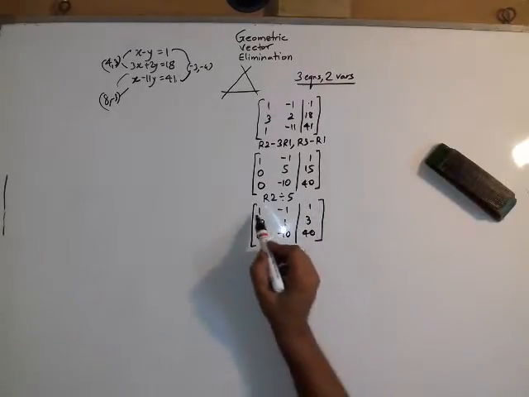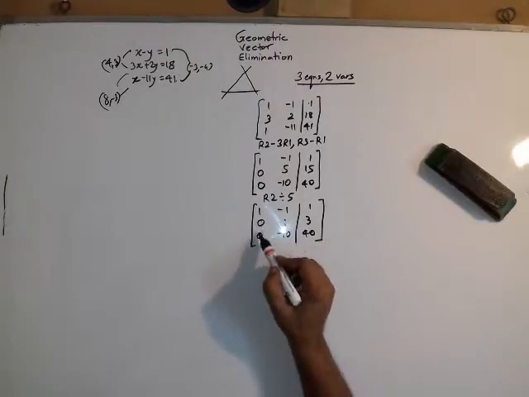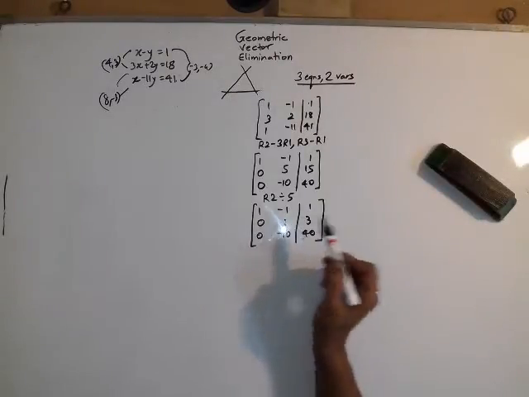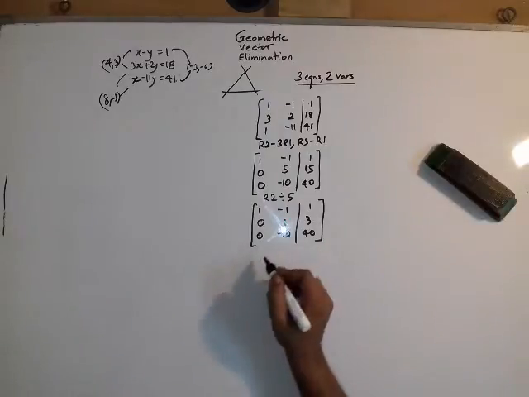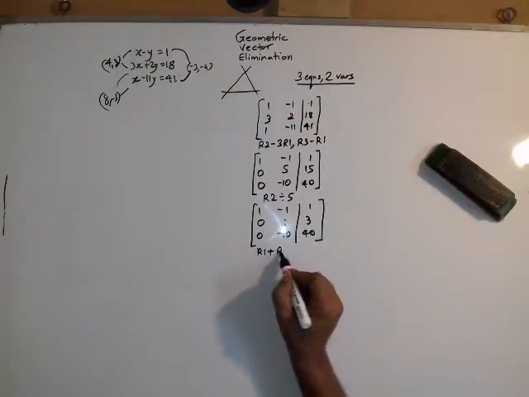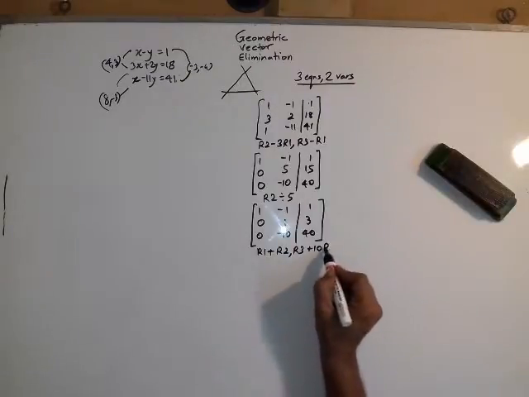Okay, so I got my first pivot as 1, I got my second pivot as 1. I've already cleared entries in the column of the first pivot. Now I'm going to clear these two entries in the column of the second pivot. That's the logic applied for Gaussian elimination. So I'm going to do R1 plus R2 and R3 plus 10 of R2.